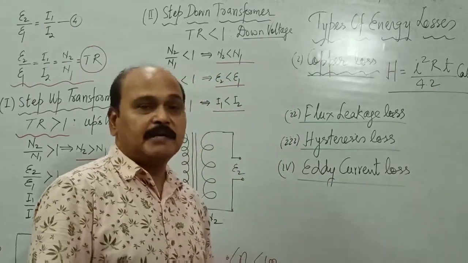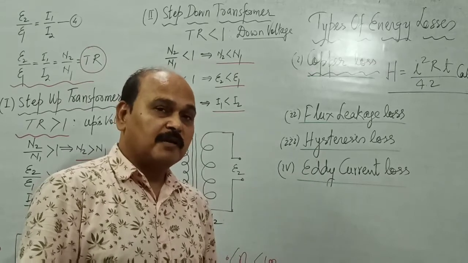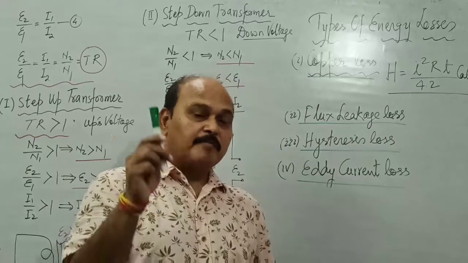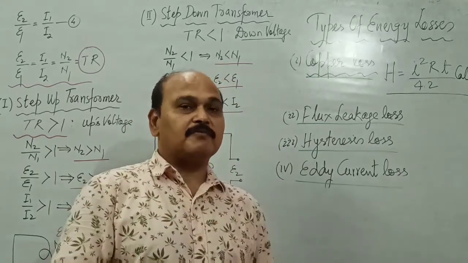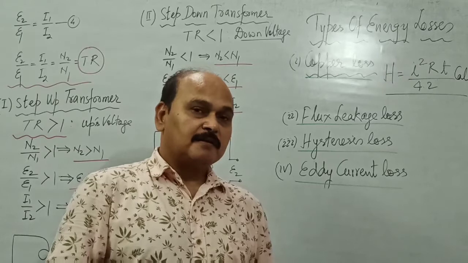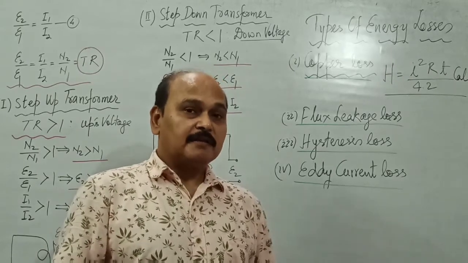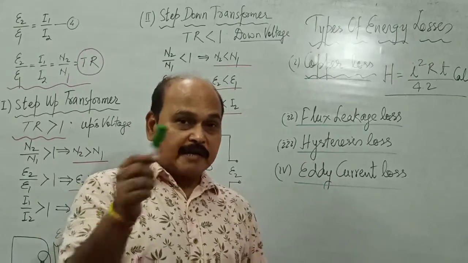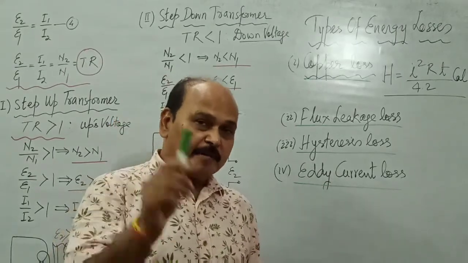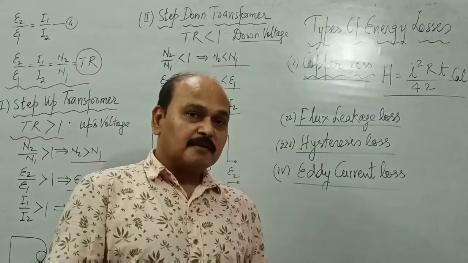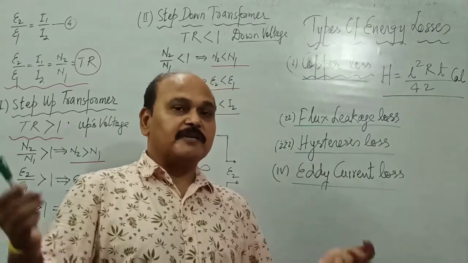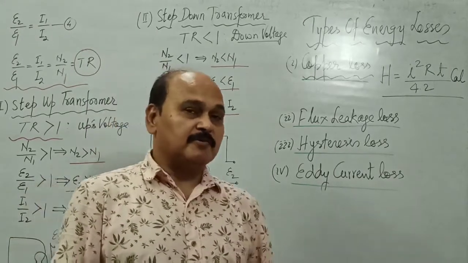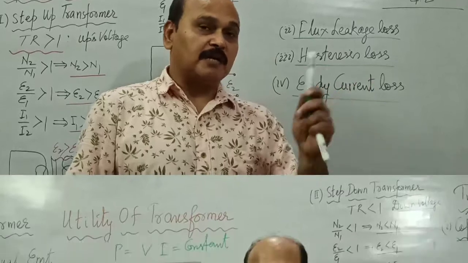And finally we have eddy current loss. Well, this eddy current loss in a transformer is reduced by taking thin laminated sheets of soft iron. Even then, there is eddy current loss. That is, eddy currents are produced in the laminated sheets of soft iron, and because of eddy currents, a lot of heat is produced. So energy is lost in the form of heat due to eddy currents produced. Eddy currents are minimized, but they are not eliminated.